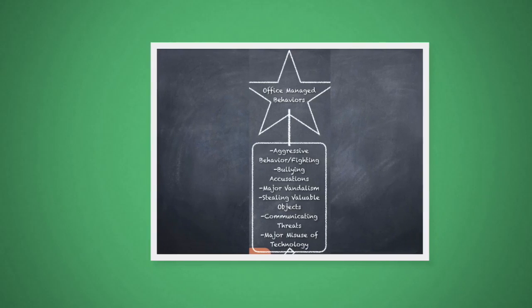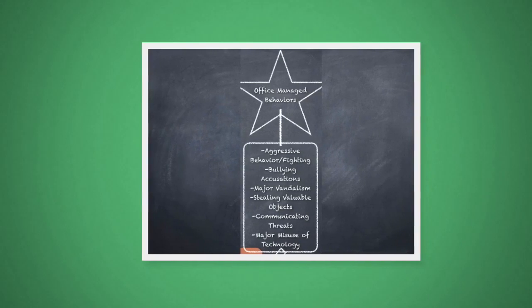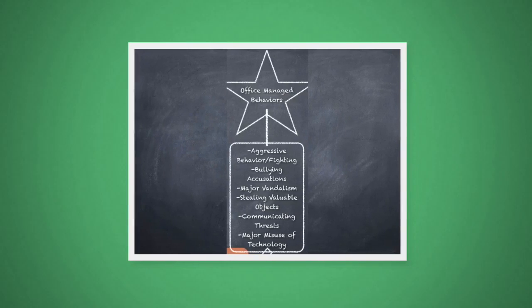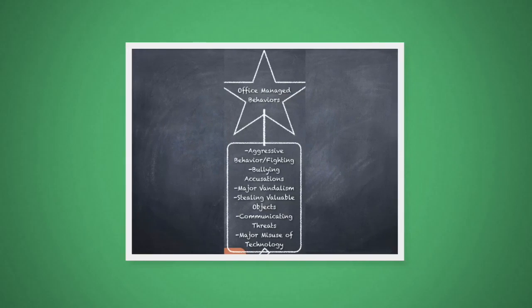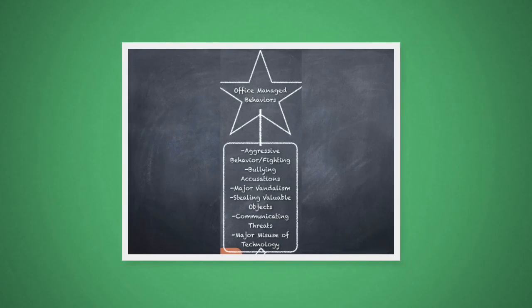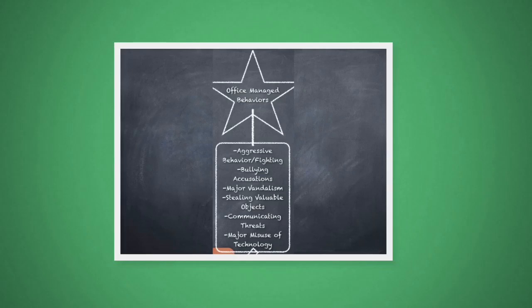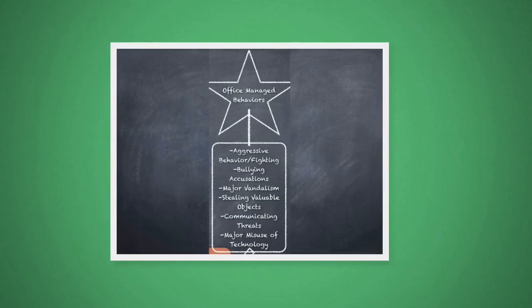Here you'll find a list of some office-managed behaviors, such as aggressive behavior, fighting, bullying accusations, major vandalism, stealing valuable objects, communicating threats, or major misuse of technology. It's important to classify the behaviors so you know which steps to take.